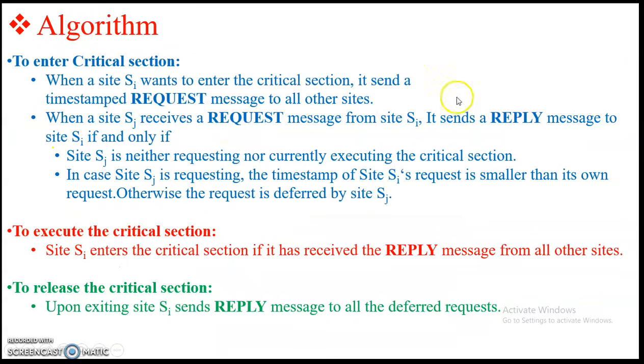By looking at the example or illustration, just map this concept to the algorithm. If a process wants to enter into the critical section, what does it have to do? It has to first send a request message, and after sending the request message, the recipient processes will send a reply message. Who will send a reply message? First of all, the process which is not currently executing the critical section will immediately send a reply message saying that I am not using the critical section, you can use it.